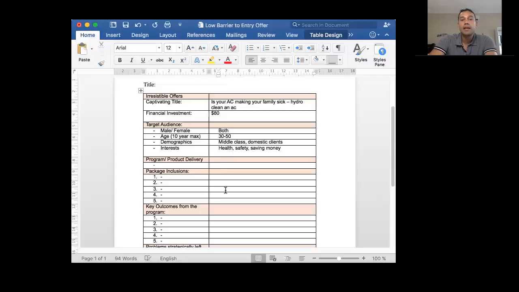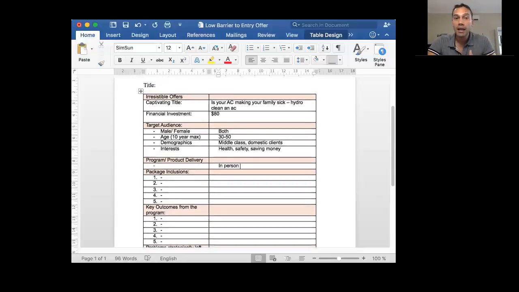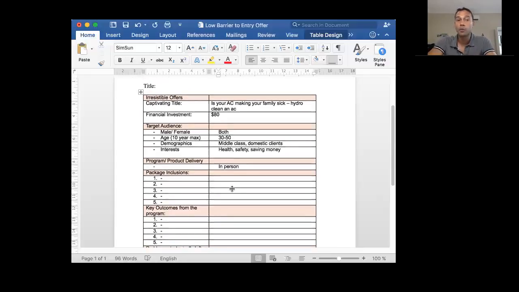Program delivery. Now, there's only one way. It's in person, okay? You're delivering this product in person. You're going to do this service for someone, okay? This isn't like me. See, this form is universal. So for me, if I was doing this form for my clients, I could be delivering my services online. I could be delivering it via video. I could be delivering it via podcast. I could be delivering it live, in person. I've got like 10 different ways I can deliver content, but for you, you're delivering it in person.